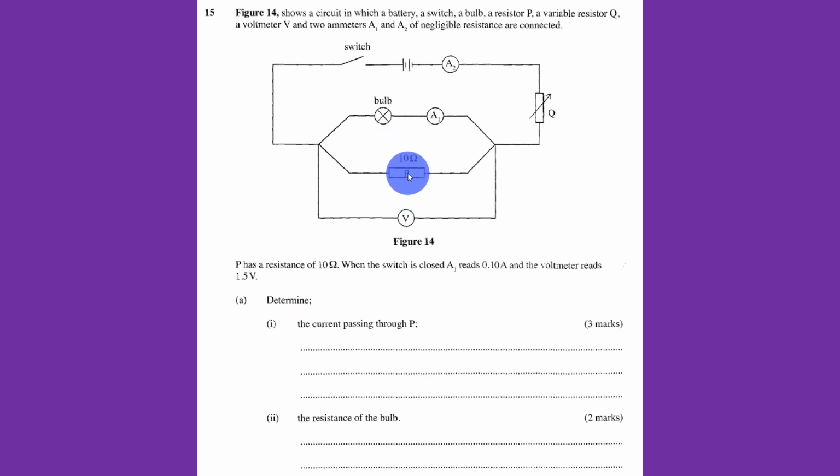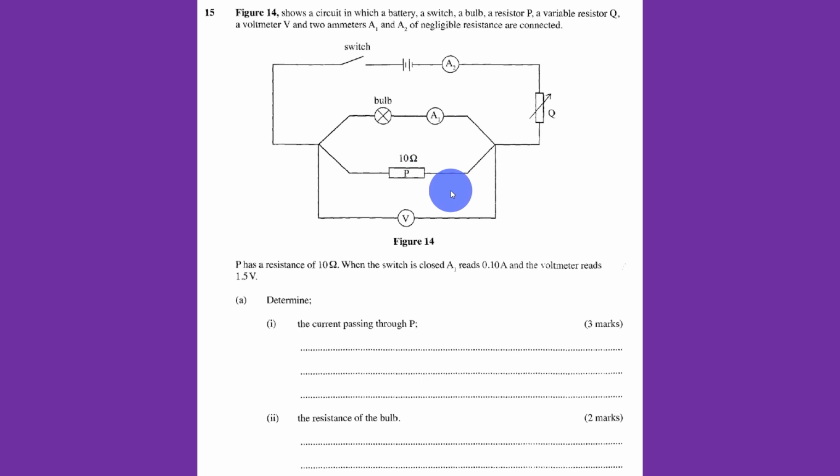Where is P? This is P. So if we know the voltage across it and we know its resistance, we can work out the current. Do we know the reading of this voltmeter? We are told that when the switch is closed, A1 reads 0.1 amperes and the voltmeter reads 1.5. So we are going to divide 1.5 by 10 ohms to get the current through P. Once we get that, we are asked to get the resistance of the bulb.